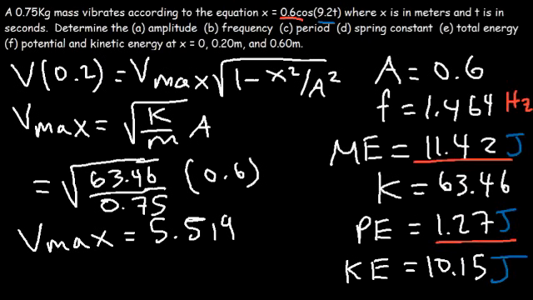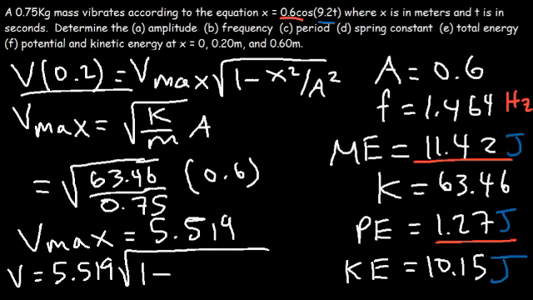So now we could find the velocity at 0.2. That's going to be 5.519 times the square root of 1 minus, let's plug in the x value of 0.2, so 0.2 squared divided by 0.6 squared.